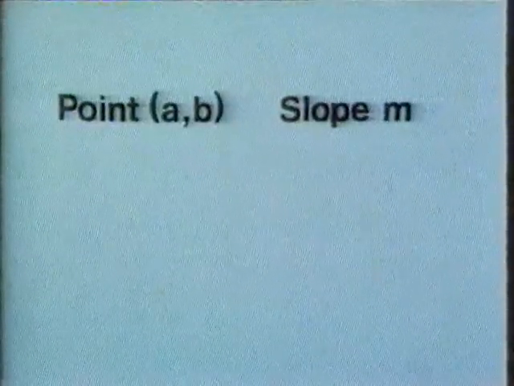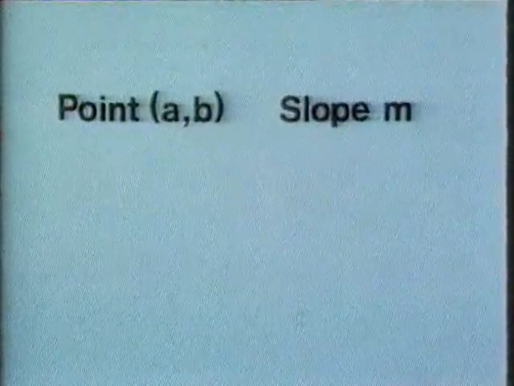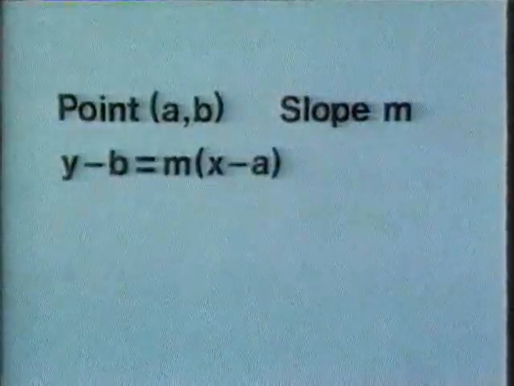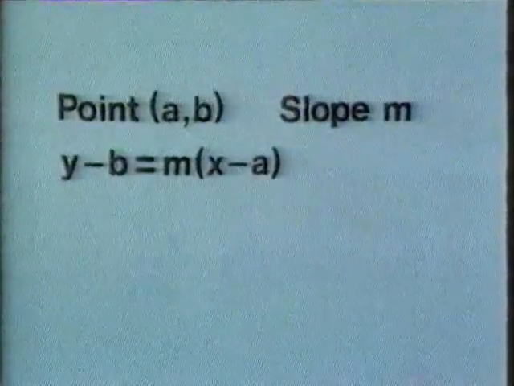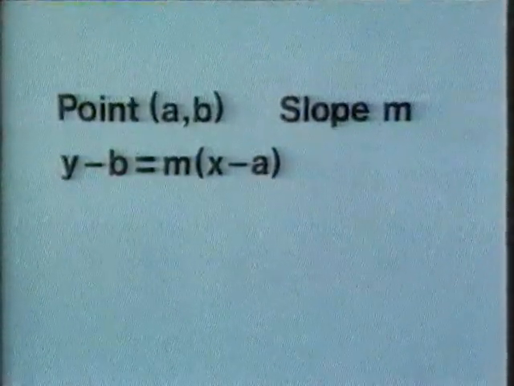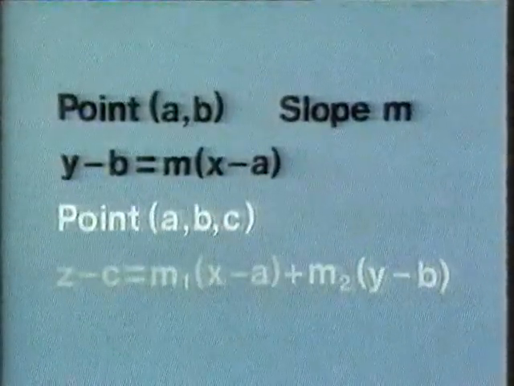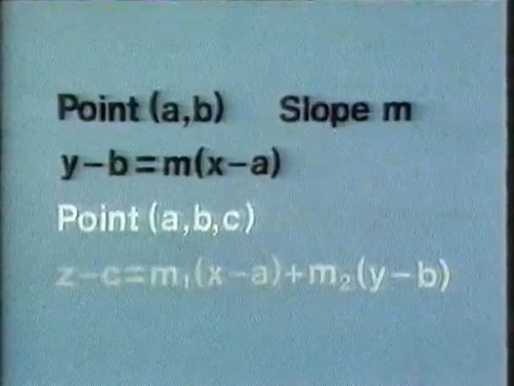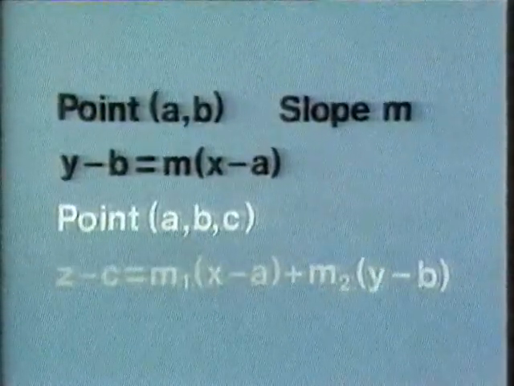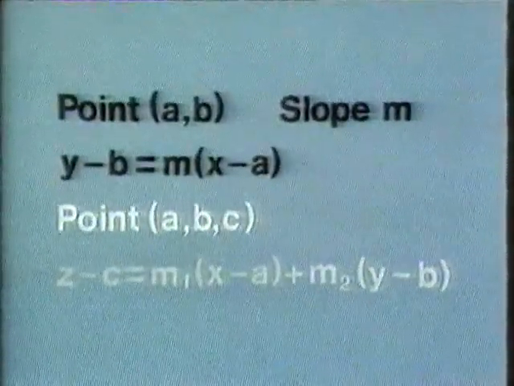You may recall that the equation of a line through a point (a, b) with slope m is y minus b equals m times x minus a. Analogously, the equation of a plane through the point (a, b, c) is z minus c equals m1 times x minus a plus m2 times y minus b. Now, what are these numbers m1 and m2?